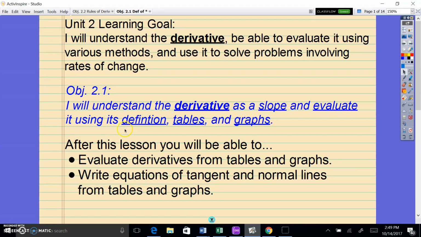Welcome back. In this video, we're going to continue with our objective 2.1, which is to understand the derivative as a slope and evaluate it using its definition, tables, and graphs. Particularly from this lesson, you will be able to evaluate derivatives from tables and graphs, and write equations of tangent and normal lines from tables and graphs. And this is a continuation of the notes and discussion we had the day before school ended.